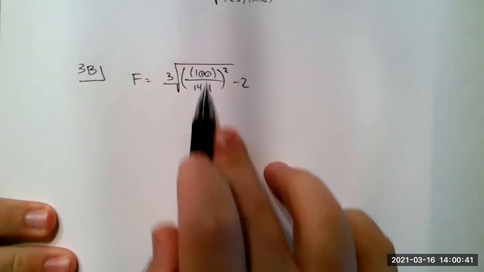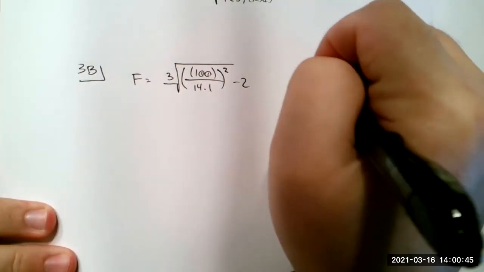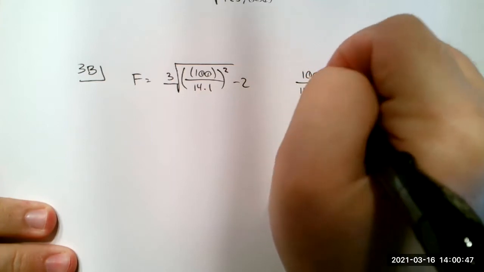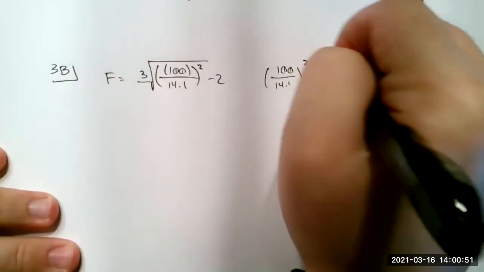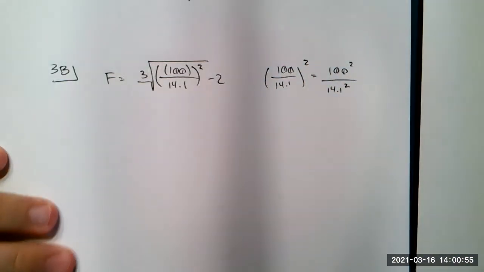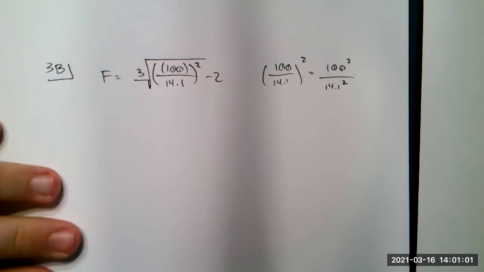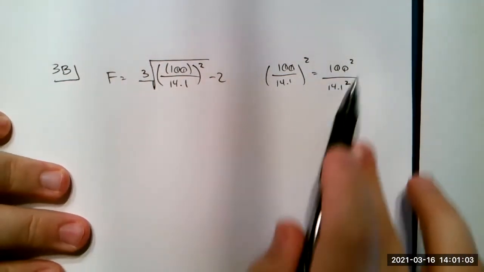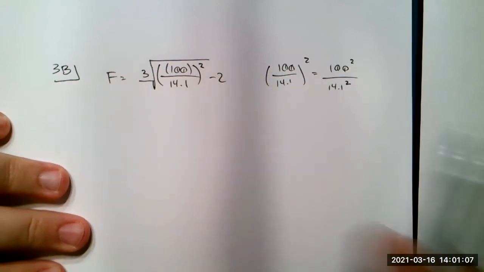Keep in mind, if I have a fraction being squared, that's the same thing as this. 100 over 14.1 squared is the same thing as 100 squared over 14.1 squared. Sometimes that's helpful, sometimes it's not. It just depends on what you're doing, right? Just be aware of that property. Or I can go from the top and the bottom being squared back to the single fraction being squared.